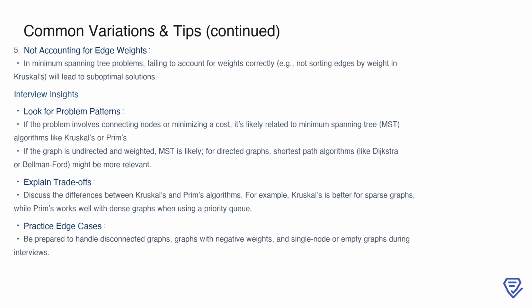It's also a good idea to explain trade-offs between algorithms. For example, Kruskal's is typically more efficient for sparse graphs because it processes edges directly, while Prim's shines in dense graphs when implemented with a priority queue. Lastly, always be ready to handle edge cases during interviews. Scenarios like disconnected graphs, negative weights, or even single node or empty graphs should be part of your test cases.